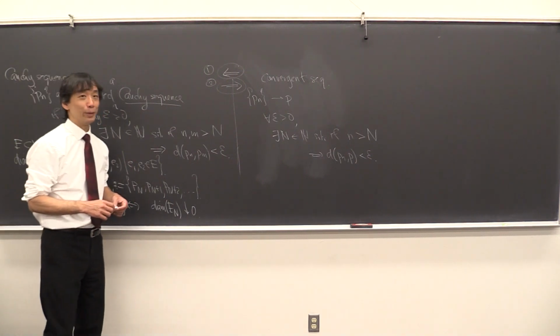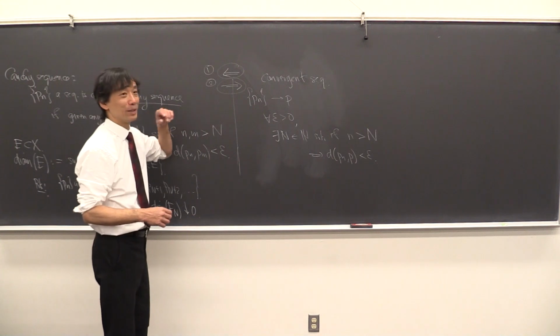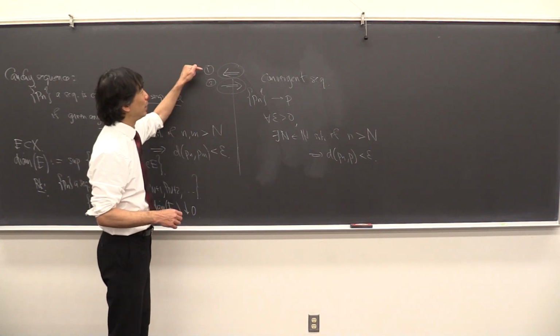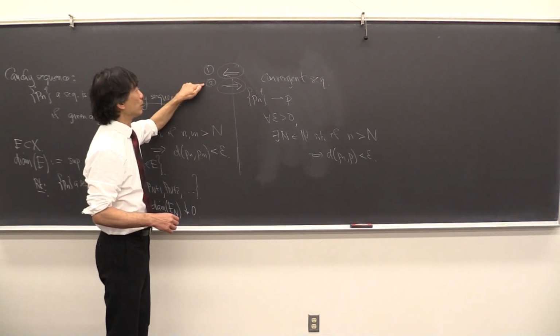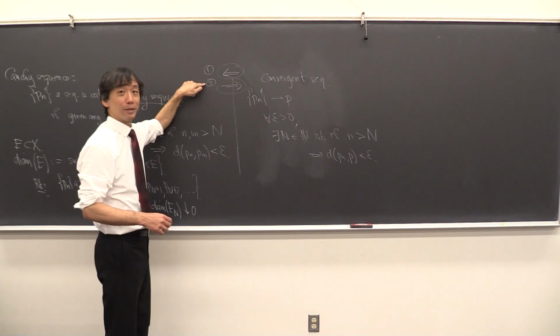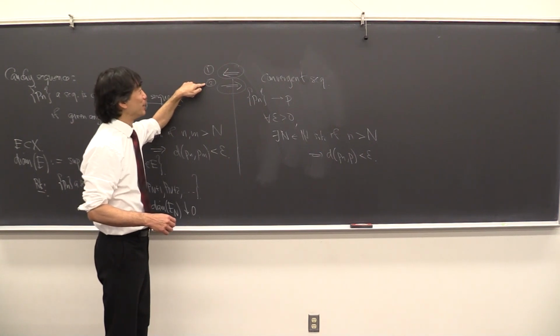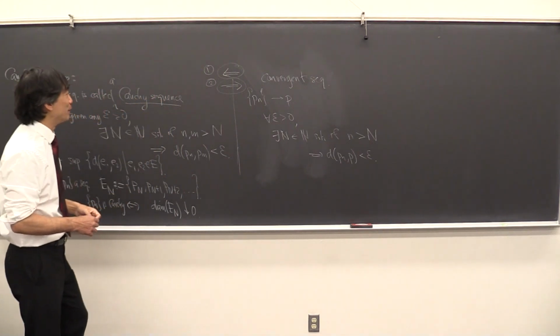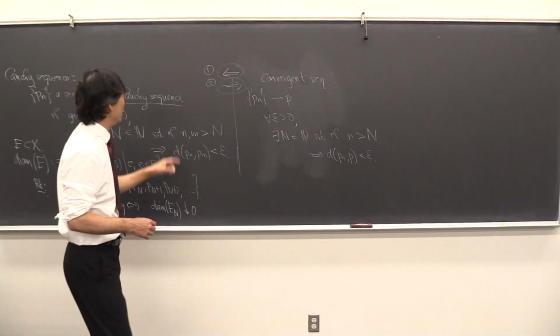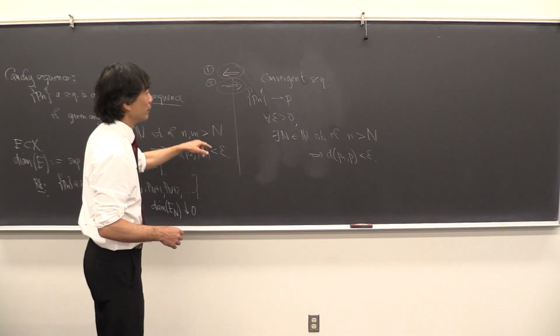Okay, we're gonna vote. Who thinks that it's 1? Convergent implies Cauchy. Who thinks it's 2? Cauchy implies convergent. It's actually this way: convergent implies Cauchy. So let me give you an example of a Cauchy sequence that does not converge.